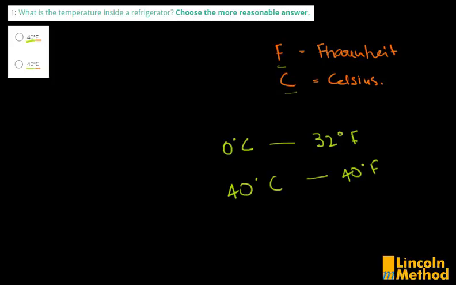And what we're talking about here is the temperature inside a refrigerator, which is not hot at all. Therefore, this option is not reasonable. So the only reasonable option that we have here is 40 degrees Fahrenheit.